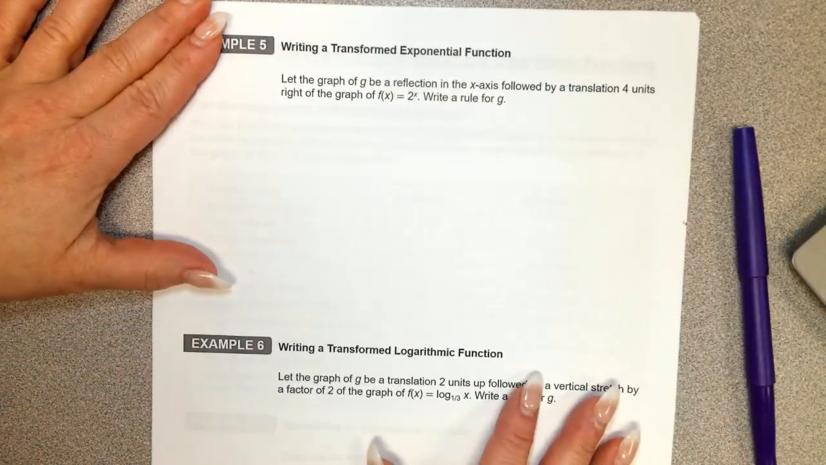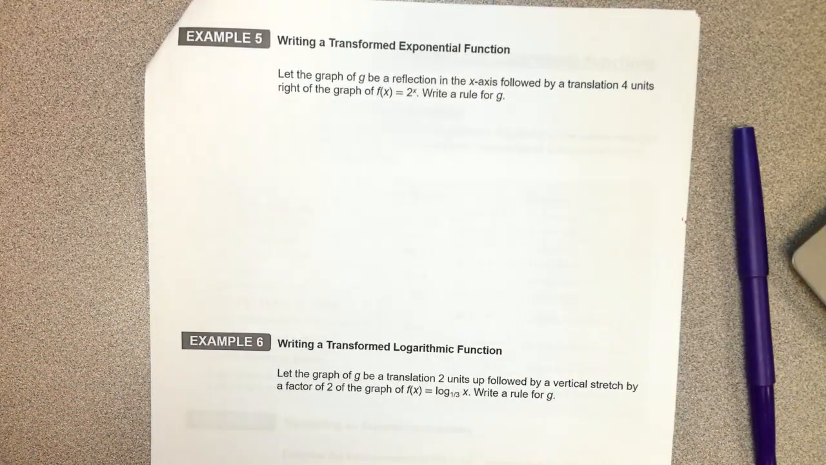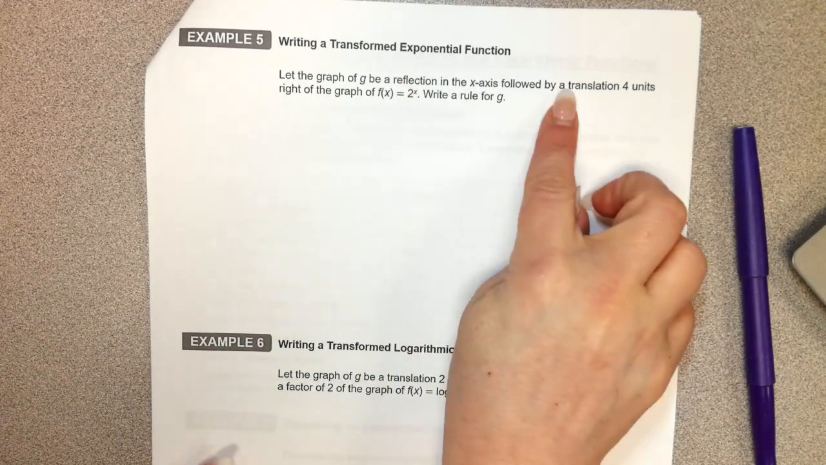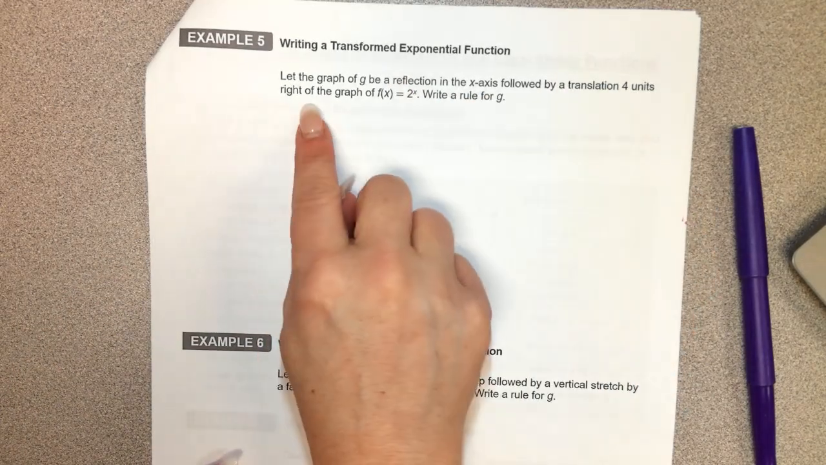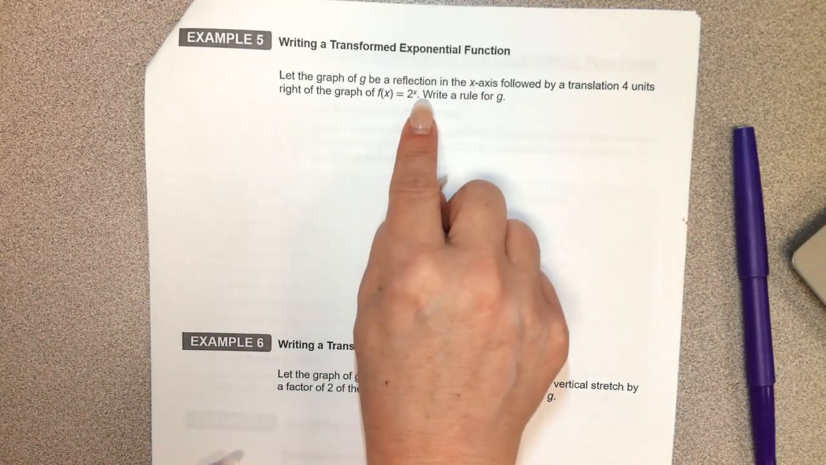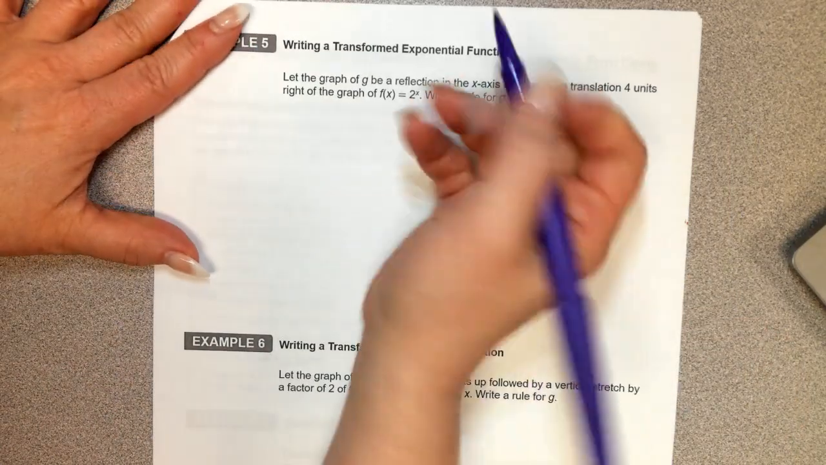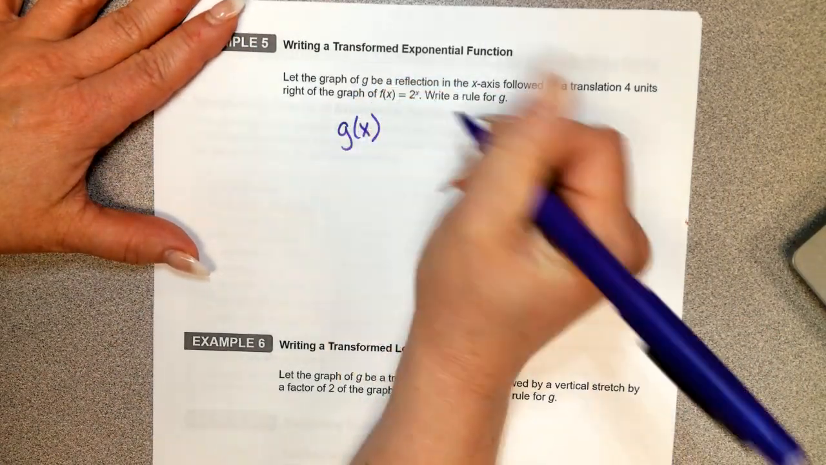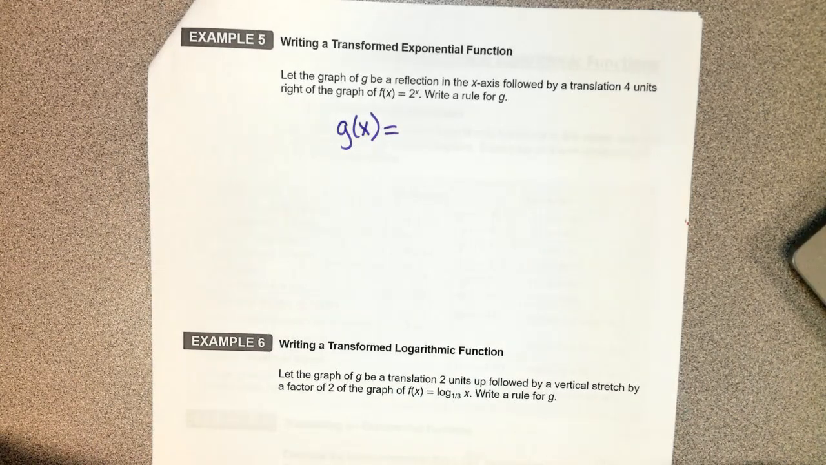Very quickly, I have about 2 minutes. So let the graph of g be a reflection in the x-axis followed by a translation 4 units right of this graph, f of x equals 2 to the power of x. Write a rule for g. Now you are more than welcome to sketch these graphs in your notes, and I would strongly encourage it, but I'm very much out of time, so I'm going to move very quickly.